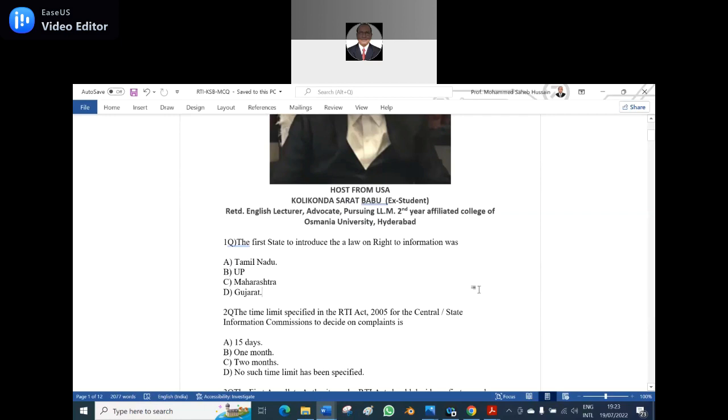The first question: the first state to introduce a law on right to information was A. Tamil Nadu, B. UP, C. Maharashtra, D. Gujarat. Sir, Maharashtra, sir. Option C. No, it's option D, Gujarat. Option A is the correct answer. Tamil Nadu was the first state to introduce a law on right to information.